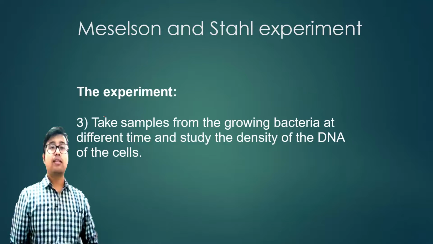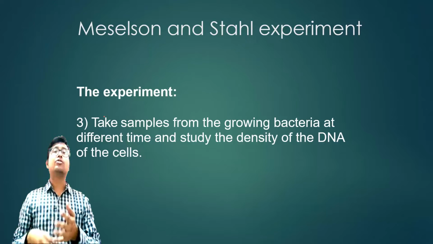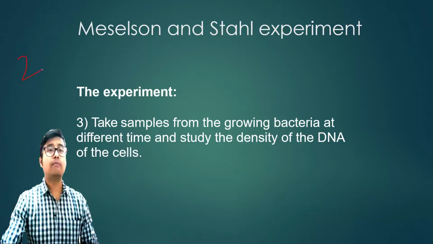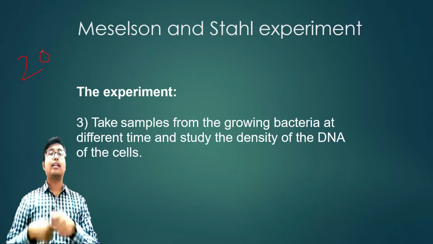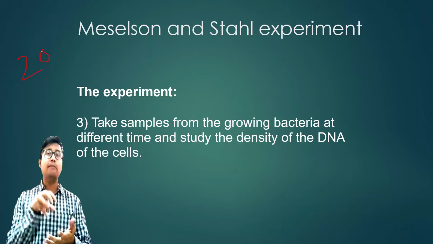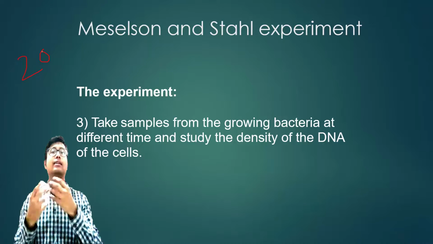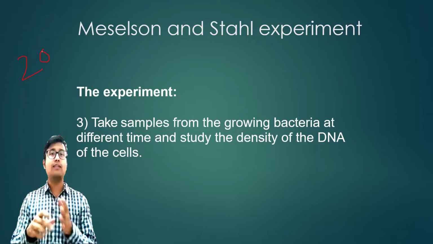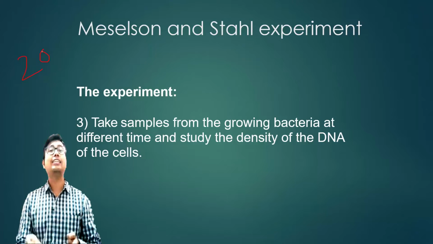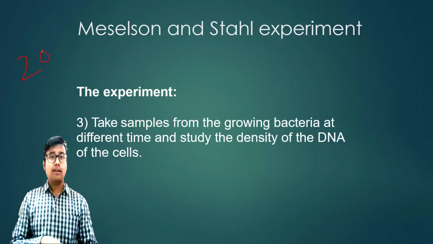So this was the experiment, and then they took samples and isolated DNA every 20 minutes, because 20 minutes is the generation time of E. coli. Another MCQ point, very important. So in 20 minutes, the whole E. coli colony will double. Suppose there are 2 bacteria, there will be 4 bacteria after 20 minutes. If there are 4 bacteria, there will be 8 bacteria after 20 minutes. So every 20 minutes they are taking a sample.